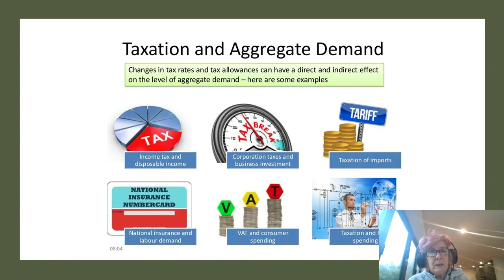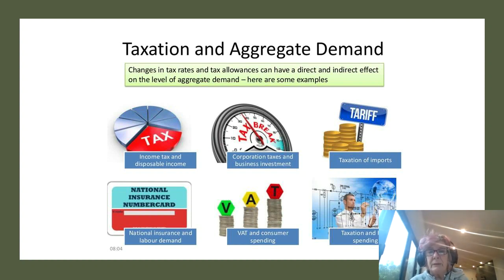The other part of fiscal policy, of course, is taxation, which we've mentioned already. So income tax, changes in income tax have an effect on the disposable income of all workers and, in fact, most citizens who pay income tax. If income tax goes up, we have less to spend, therefore consumer spending is likely to fall, and the opposite applies. We've talked about the link between corporation tax and business investment. If corporation tax goes up, businesses are likely to invest a bit less because they have less profit.